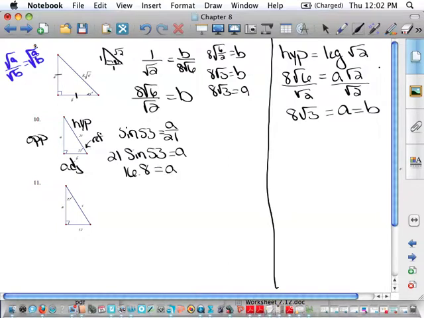Then to find b, that's the adjacent side and the hypotenuse, so we will use cosine of 53 is equal to b over 21. Again, the variable's up high, so you multiply. 21 times cosine of 53 equals b. So b is equal to 12.6.